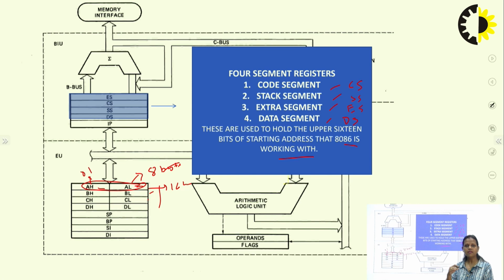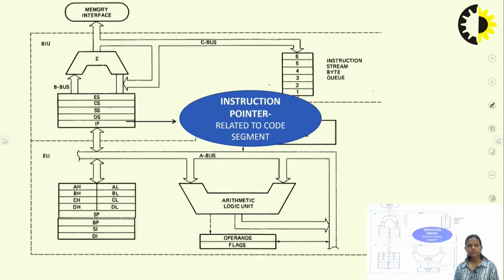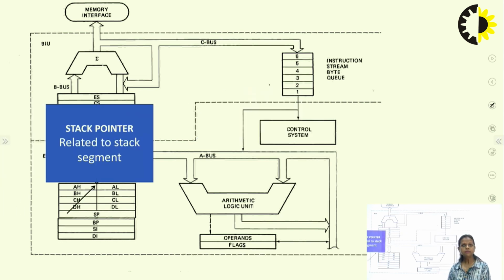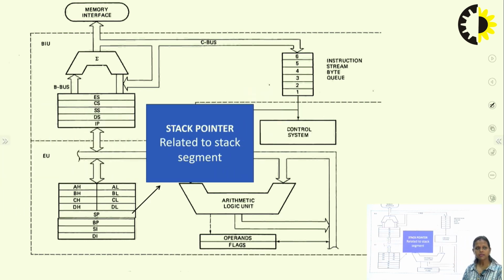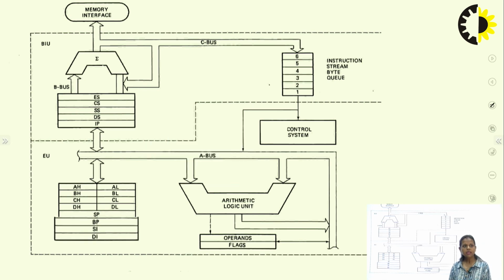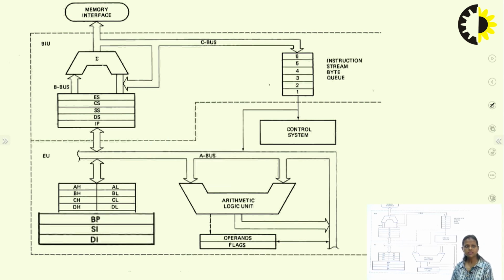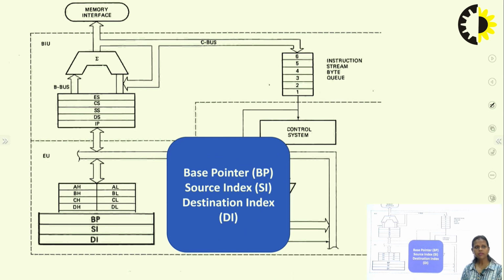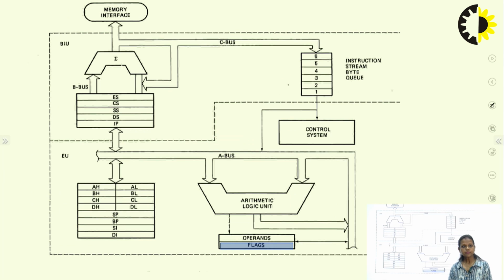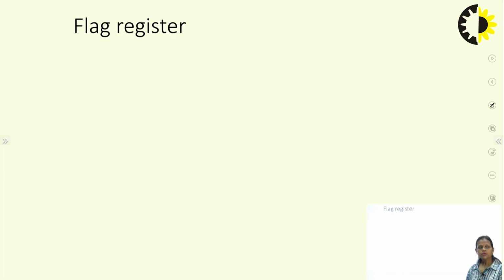Actually, the memory we have divided in different segments, so it contains the starting address of that segment. Now coming to the next part, this is the instruction pointer. This is related to the code segment. Then this is a stack pointer. This is related to the stack segment. And then these 3 registers, they are base pointer, source index, and destination index. Then here we can see we have a flag register. So now we will discuss all these registers one by one.